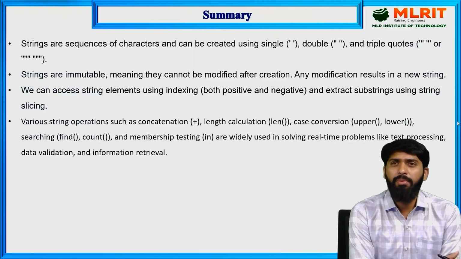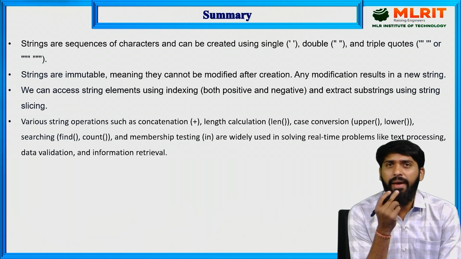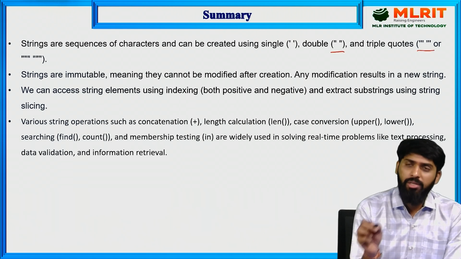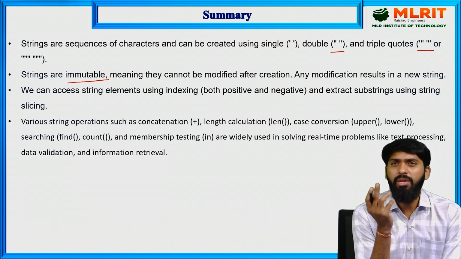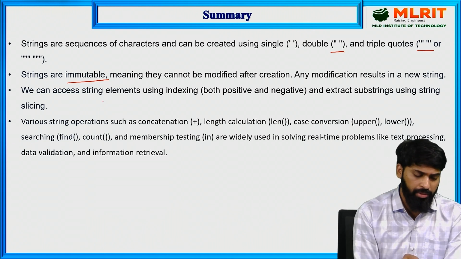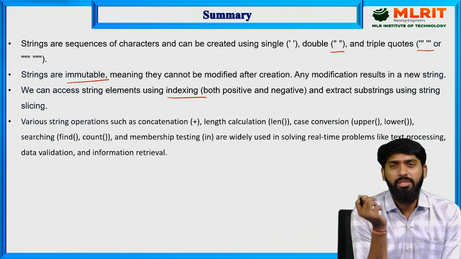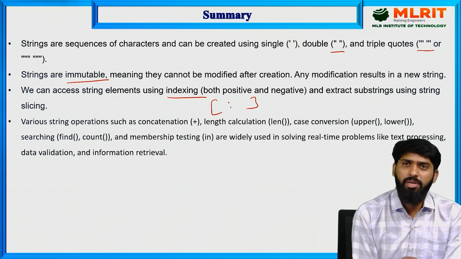So coming to the summary of this session. In this session, we explored strings in Python: how to create strings and how to manipulate them. A string is a sequence of characters that can be created using single quotes, double quotes, or triple quotes. Strings are immutable, meaning they cannot be modified. We can access string elements using indexing, both positive and negative, and extract substrings using string slicing. String slicing means square brackets, colon, specifying start and stop.